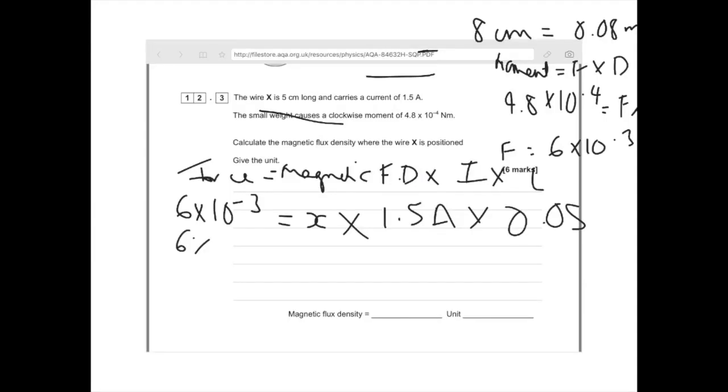Let's just cancel some of this down. So 6 times 10 to the minus 3 equals 0.05 times 1.5, which is 0.075x. To get x by itself, you need to divide both sides by 0.075. So that is 6 times 10 to the minus 3 divided by 0.075, which gives you a value of 0.08. And the unit for magnetic flux density is the tesla, or capital T.